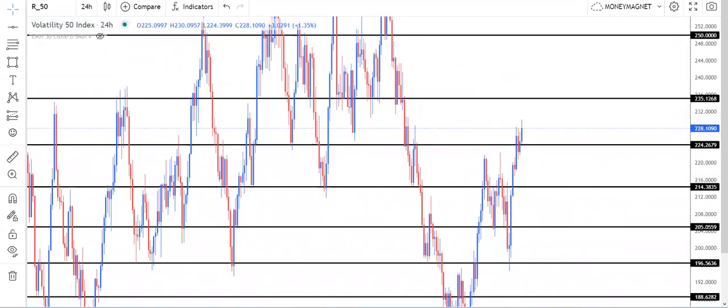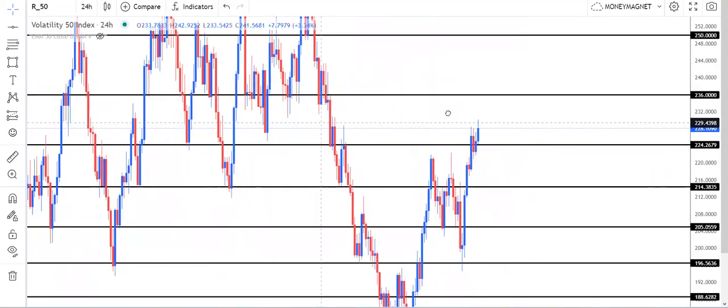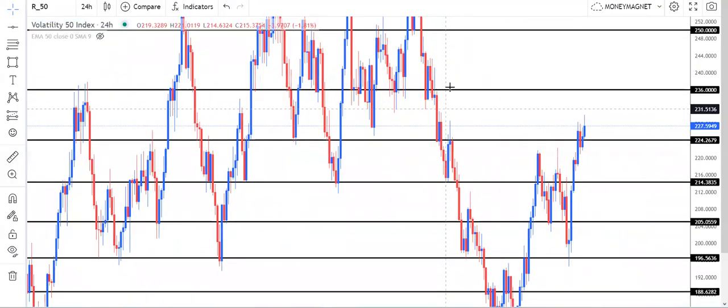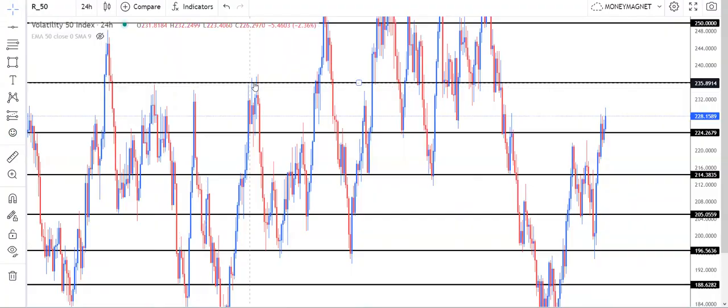Let's make this 236, a psychological round number. Yeah, so cool. That looks perfect. Still very much within our zone, as you can see.